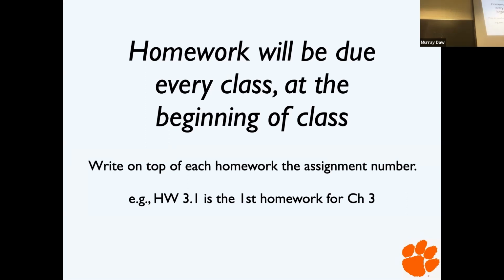I'll email out solutions right after class. So you'll turn it in and get solutions. And then I'll grade it on Canvas, mark on it, and turn it back to you. So mark your homework, like the first homework for chapter 3 is 3.1. Mark it on there so I can keep track of each one. You'll see on the schedule when each one is due.